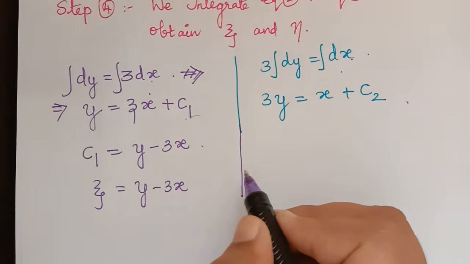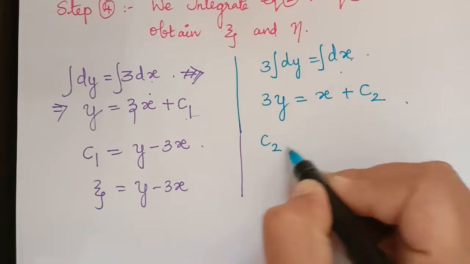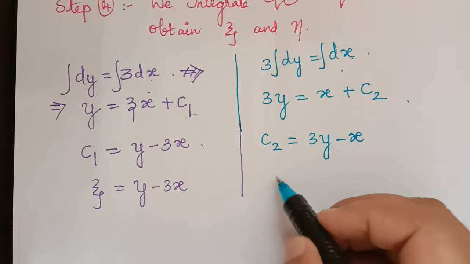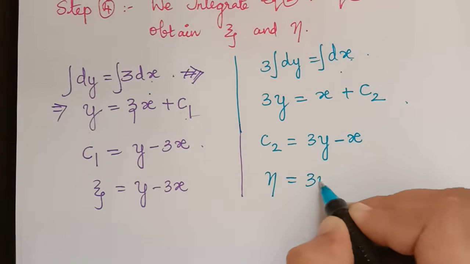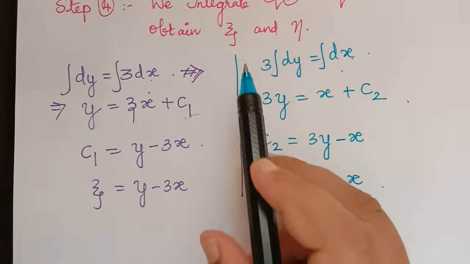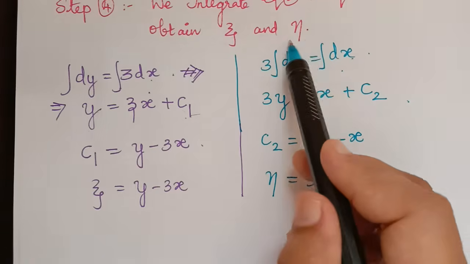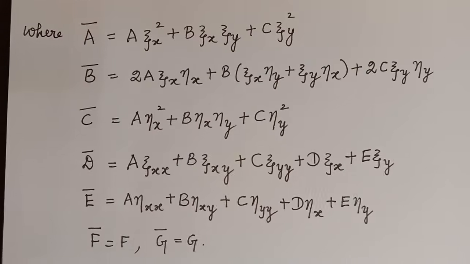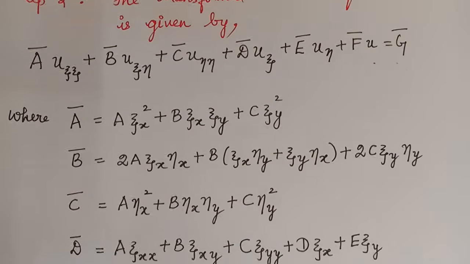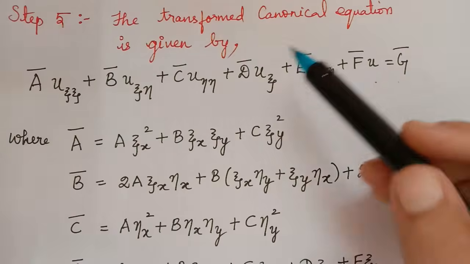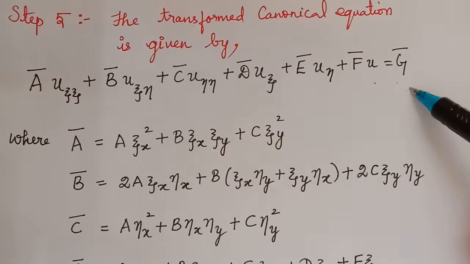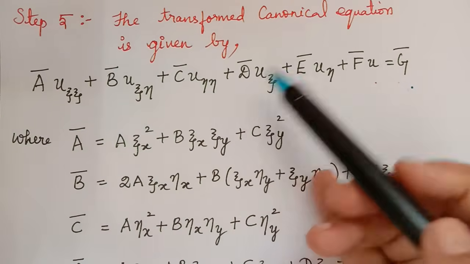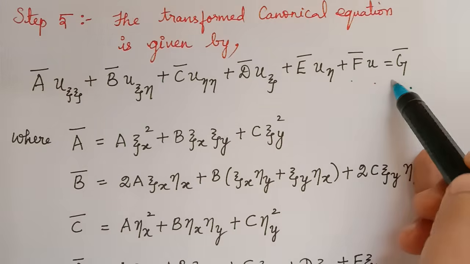In a similar way, from this c2 will be equal to 3y minus x. And so the value of eta will be equal to 3y minus x. And so we have obtained the value of xi and the value of eta as well. The next step is to find the transformed canonical equation, that is this. The transformed canonical equation is given by this equation. So in this we have to find the values of a bar, b bar, c bar, d bar, e bar, f bar and g bar, and we have to substitute.